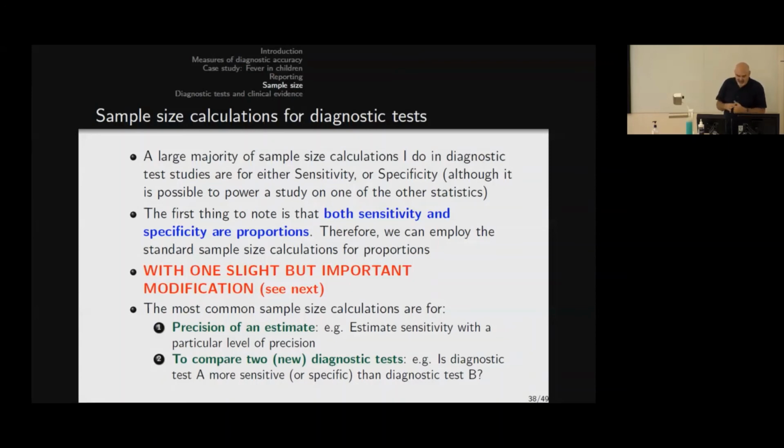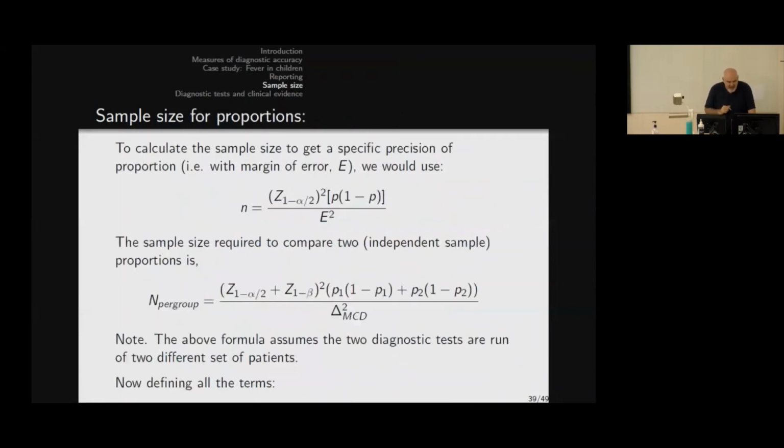That's a precision calculation. As opposed to when I do want to compare two new diagnostic tests, which is a power calculation because there's a hypothesis test involved. I'm actually only going to cover the first one today, but really this is a straight test of proportions problem. But there is just something very, very important to remember. So the first case is a precision calculation. Note that there's no beta, there's no power that comes into this because there's no hypothesis being tested.